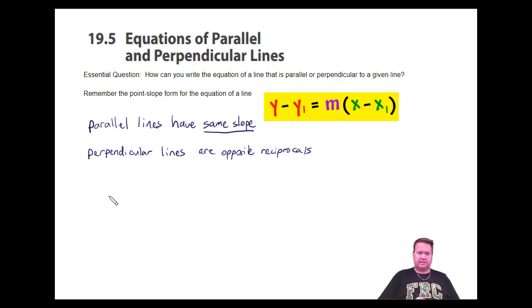So what this means is, for example, if a line has a slope of 2, like let's say 2x plus 1, then a parallel slope is also going to be 2. But a perpendicular slope is going to be the opposite reciprocal. The opposite reciprocal of 2 would be 1/2, and it would be negative. So the perpendicular slope to this line would be like negative 1/2 x plus something.